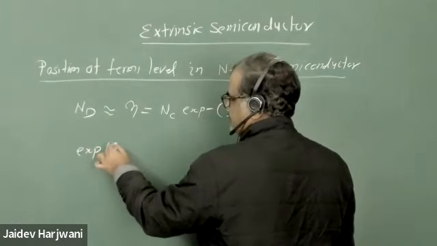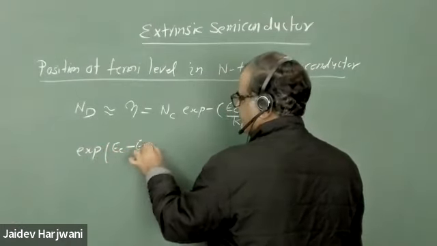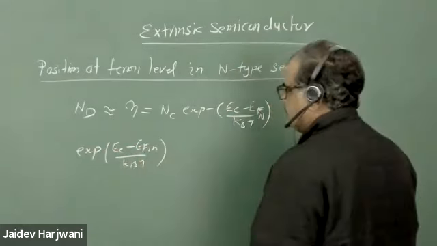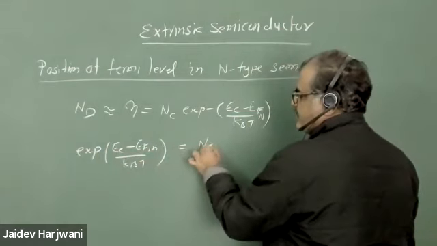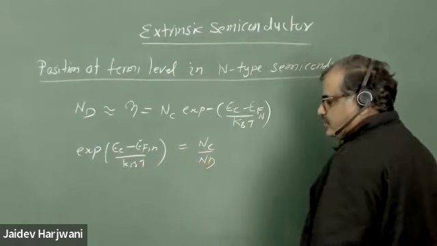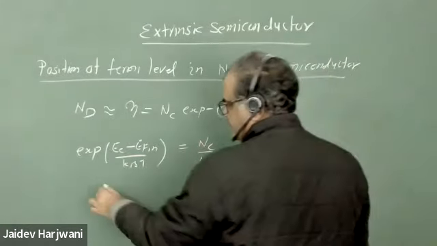Ec minus EFN upon kBT. And this will become Nc upon Nd. Nc is generally higher than Nd. The density of states is always more than the carriers, so Nc is higher than Nd. So from here you can get Ec.